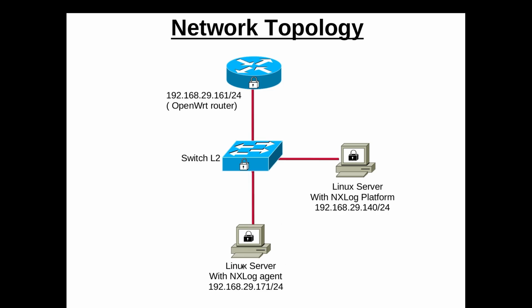The second device will be a Linux server down here, the one with the IP address ending in 171. And this will be the NXLog agent, which will be receiving the Syslog events from the router, and then it will forward the events to the third device on the right. This is another Linux server which has the NXLog platform running, and the IP address is ending in 140. So this is the full network topology, and we are also using a layer 2 switch just for providing basic connectivity, no routing performed here.